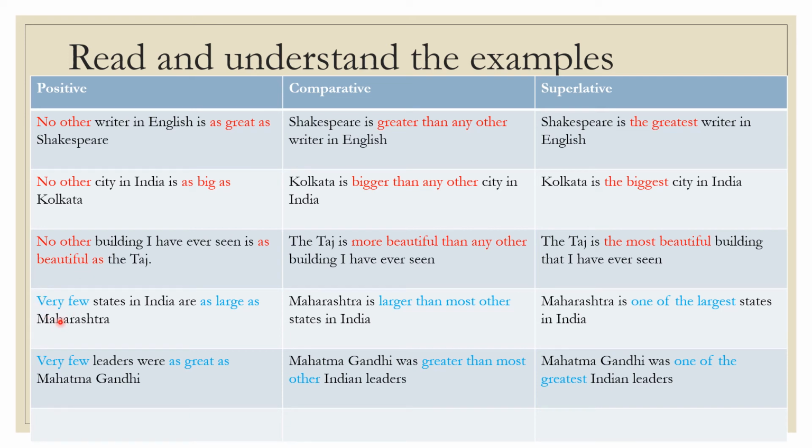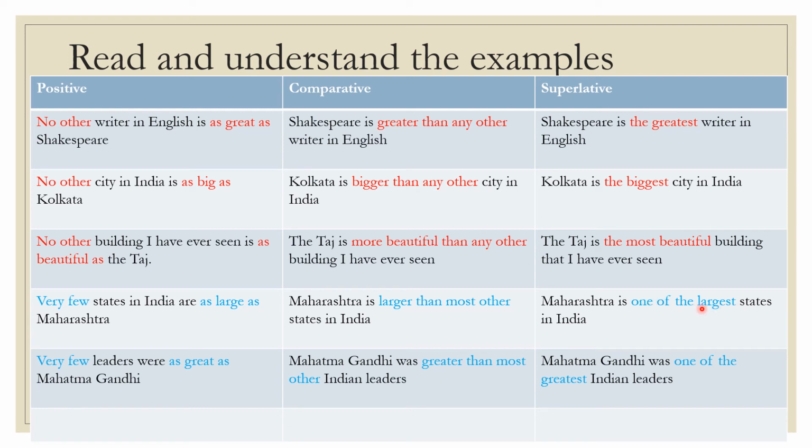Look at the other example. In this example, it is one of the -est. Look at the sentence: Maharashtra is one of the largest states in India. Here it is one of the largest. It is not the largest, but one of the largest.